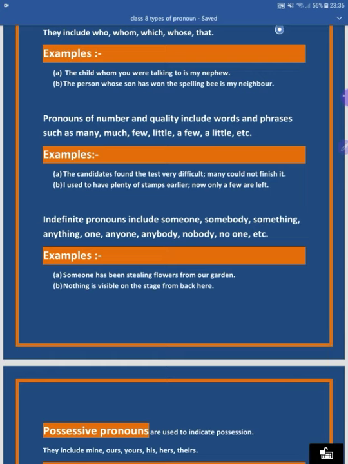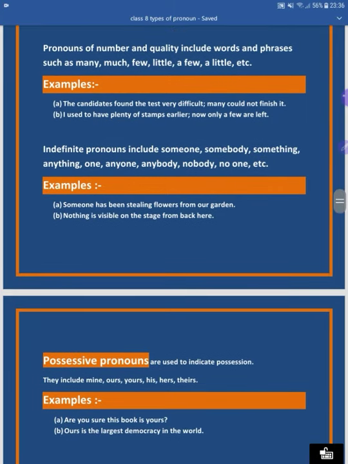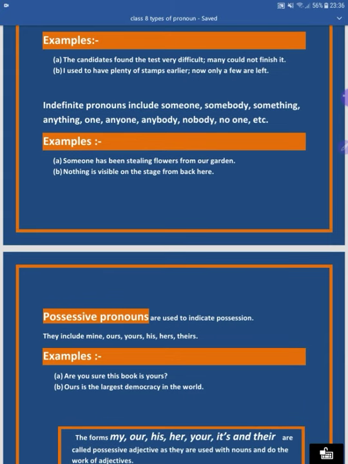An example you can see: someone has been stealing flowers from our garden. So it is about indefinite pronouns. Nothing is visible on the stage from the back here. So indefinite, how many things are there on the stage, nobody knows.